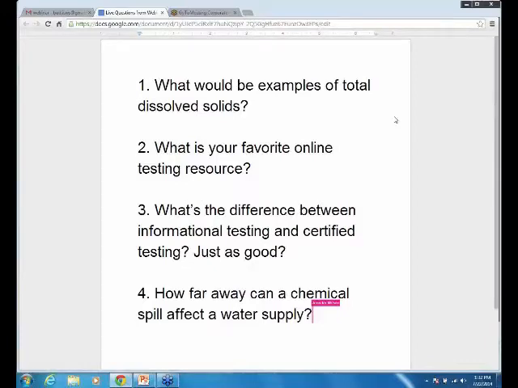All right, the next question, what's your favorite online testing resource? If you mean informational resource, there are a lot of sites out there that have information. One of the groups I rely on, and I'm a member of, is the National Groundwater Association. They are the trade association and also the member association for most of the scientists and engineers, and geologists that deal with groundwater.